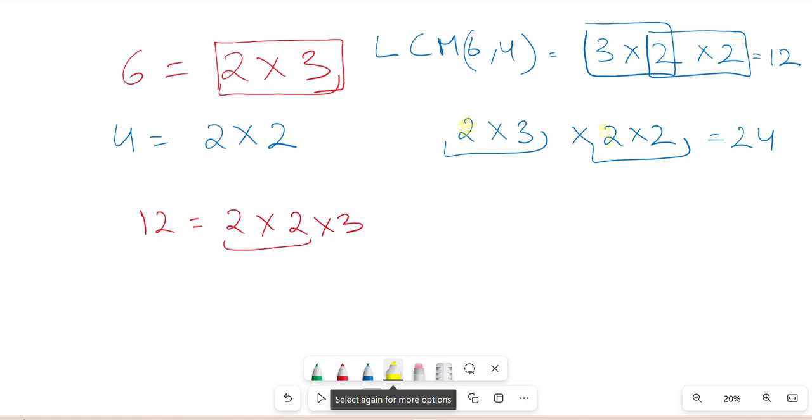Now HCF is a little easier here because nothing much we have to do. I have only one common factor, which is 2. So the highest number which will divide both 6 and 4 is 2.